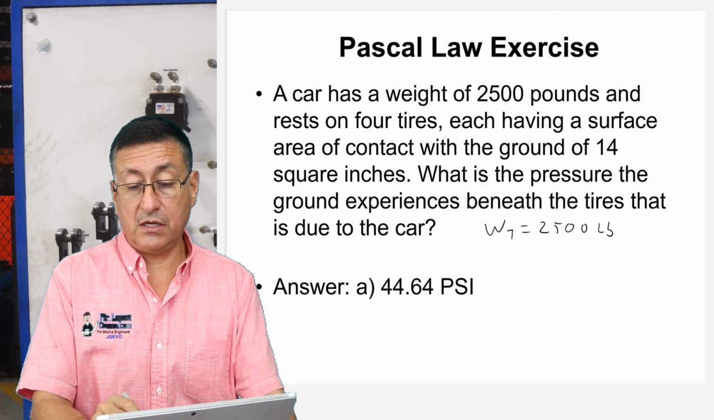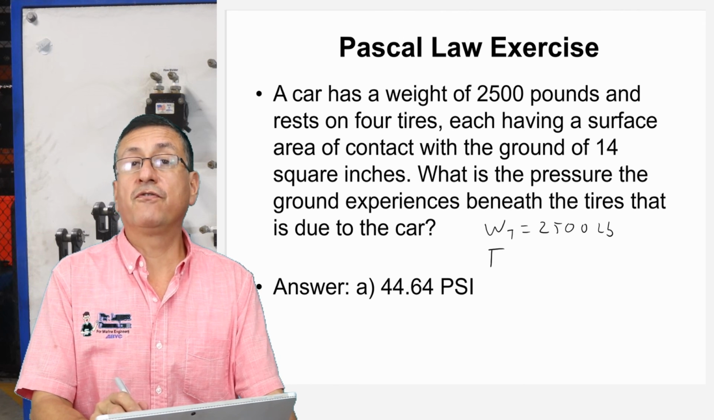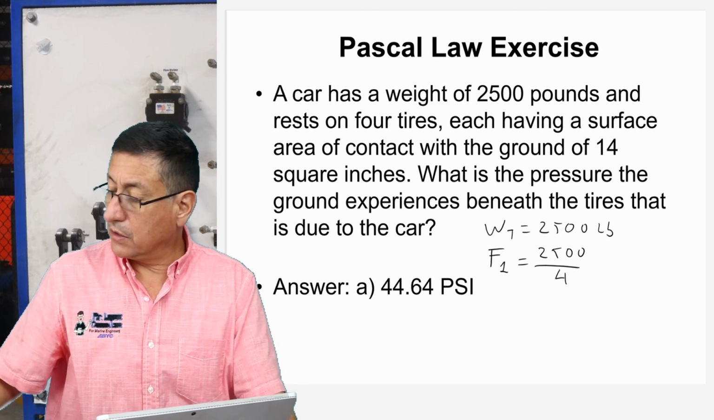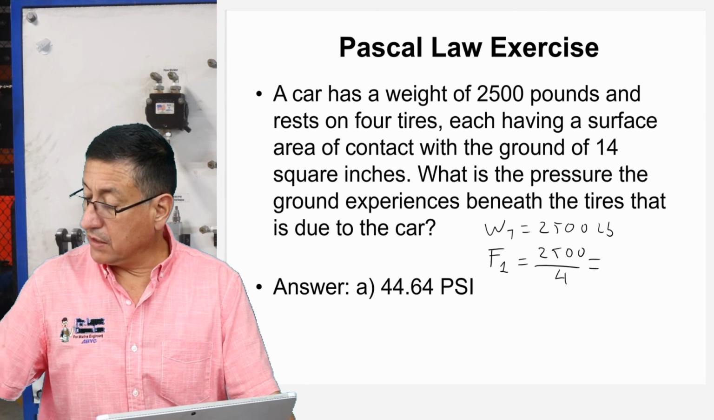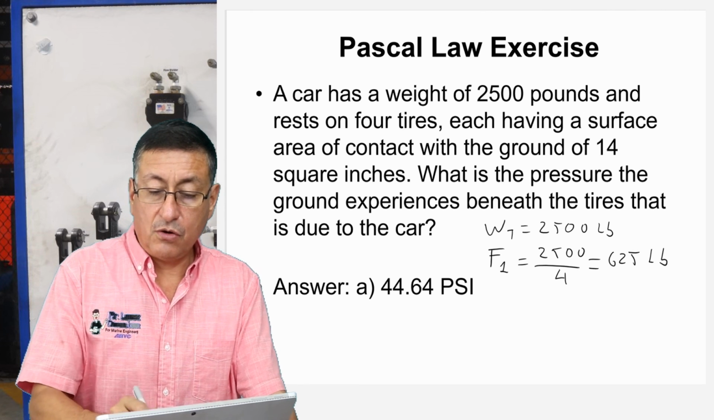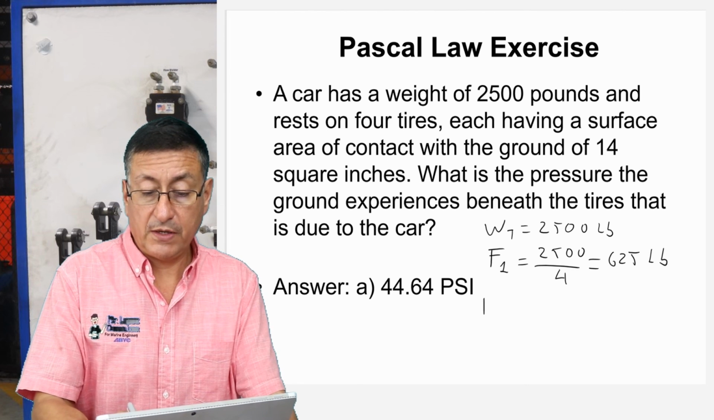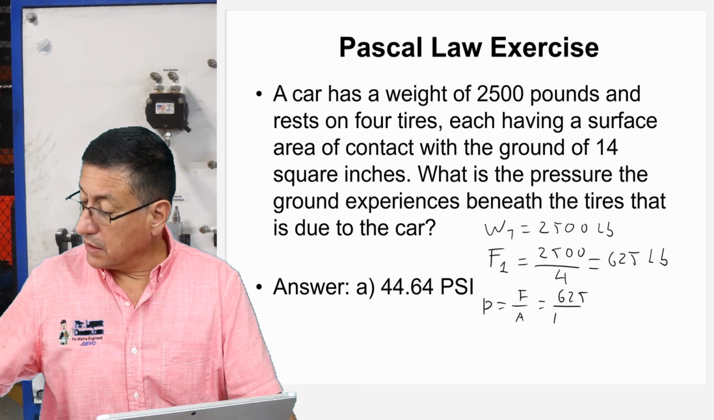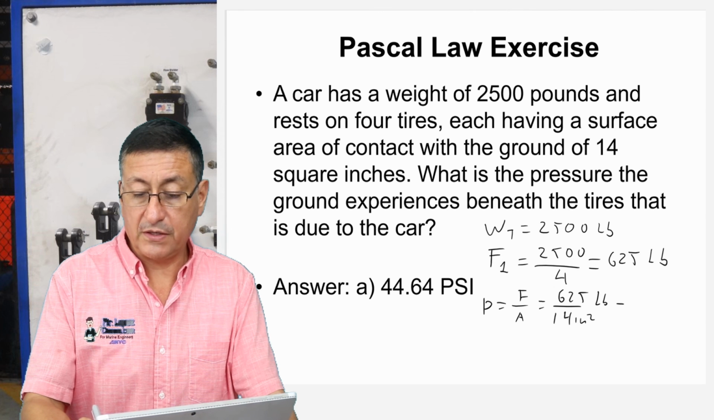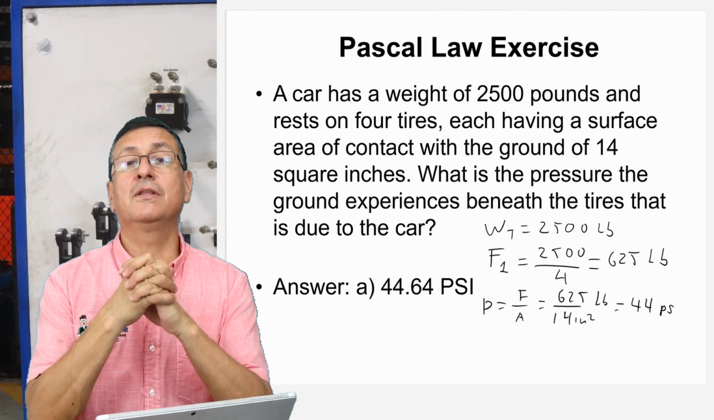How much is the force in one tire? The force in one tire is equal to 2,500 divided by 4, which is 625 pounds. Okay, and how much is the pressure? The pressure is the force divided by the area, 625 divided by 14. This is 44 psi. This is another great example about the Pascal law.